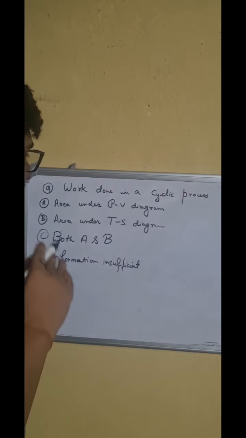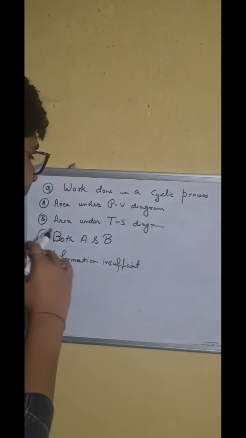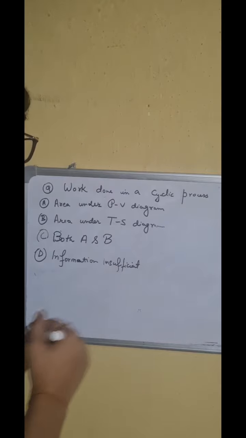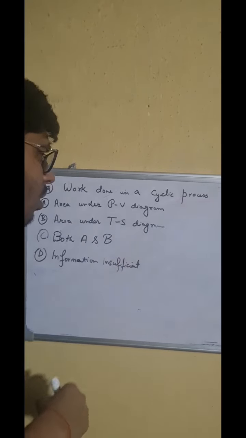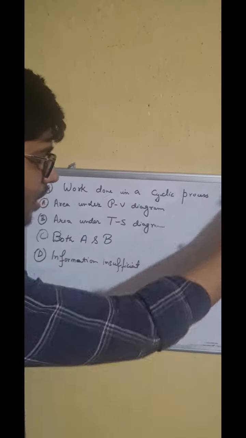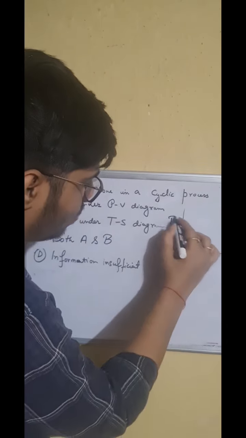The question is telling that work done in a cyclic process is equals to area under the PV diagram, area under the TS diagram, both A and B, and option D is information insufficient. Now let us analyze this problem. Suppose we have a cycle in a PV diagram.